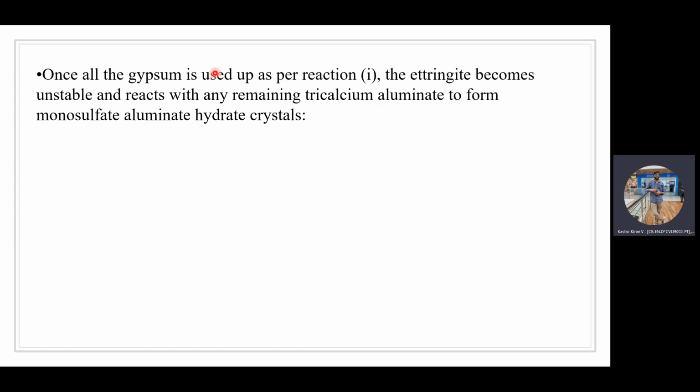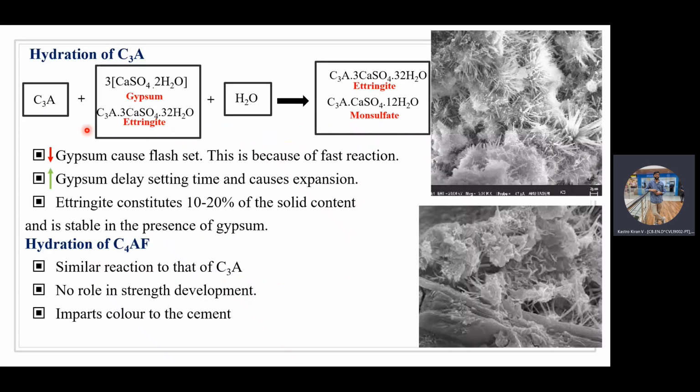The ettringite becomes unstable. Once the ettringite becomes unstable, it reacts with the remaining tricalcium aluminate, C3A, that is available. Then monosulfate crystals are going to form. That is what I was showing in one of the chemical reactions.